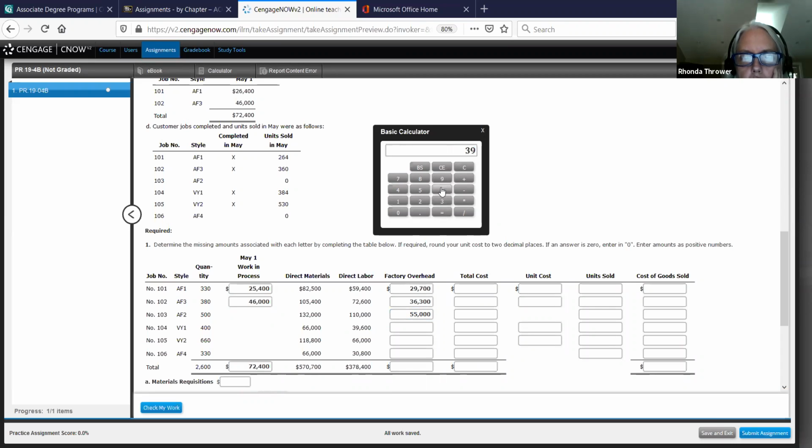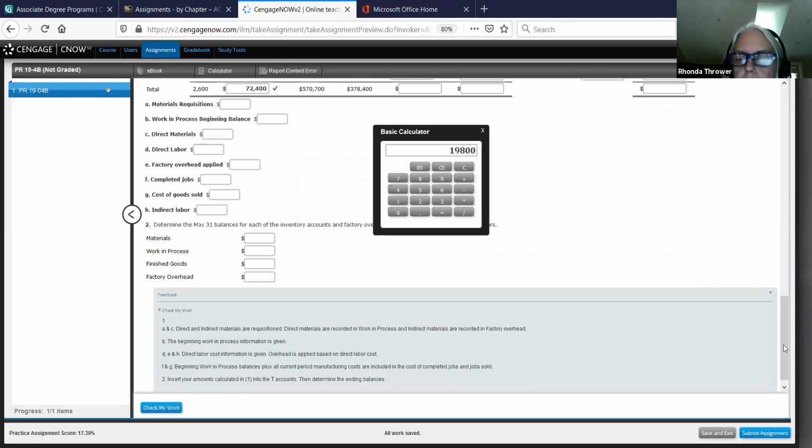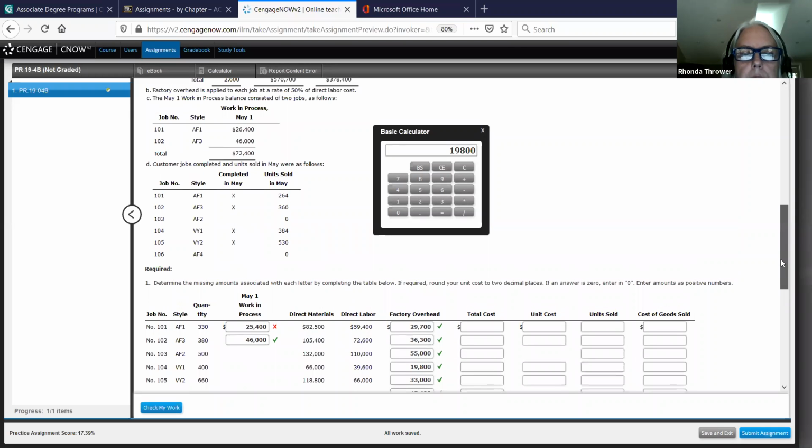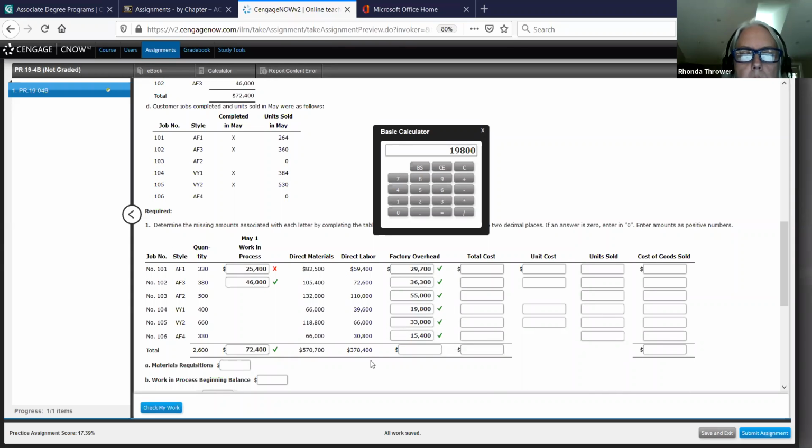So 39,600 times 50% is 19,800 that would be applied to job number 104. Half of 66,000 is 33,000. Half of 30,800 is 15,400. It might be a good idea to check your work at this point to make sure you don't have any math errors. And then there's two ways to find this total. You could add up all of these factory overheads here, or you could take the total direct labor and multiply it by 50%. It'll give you the same thing.